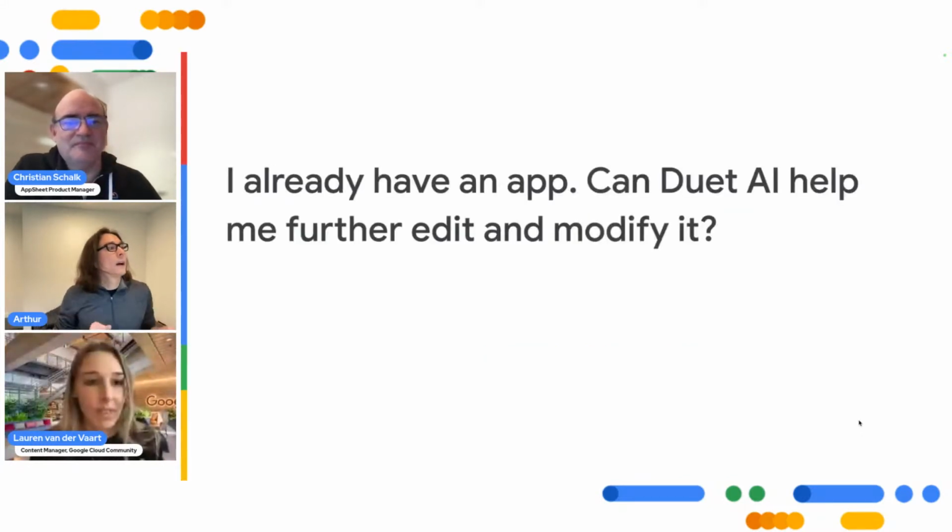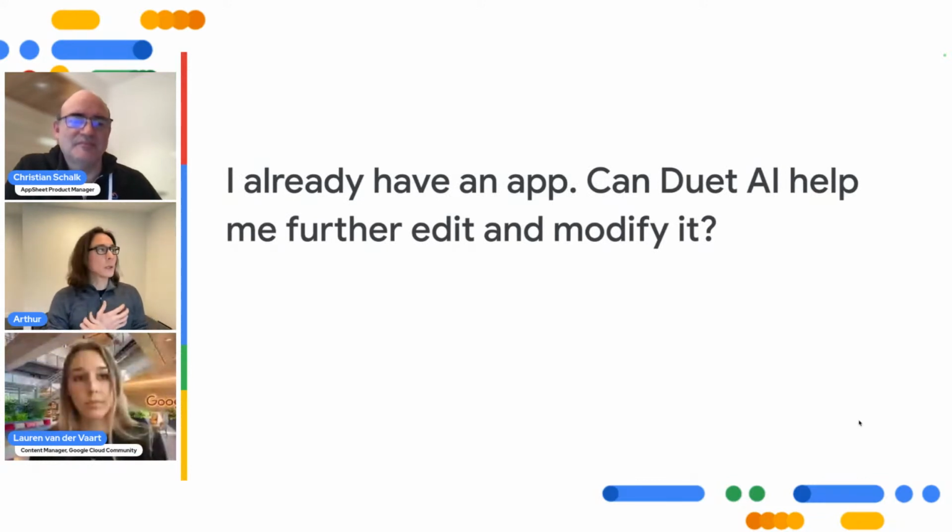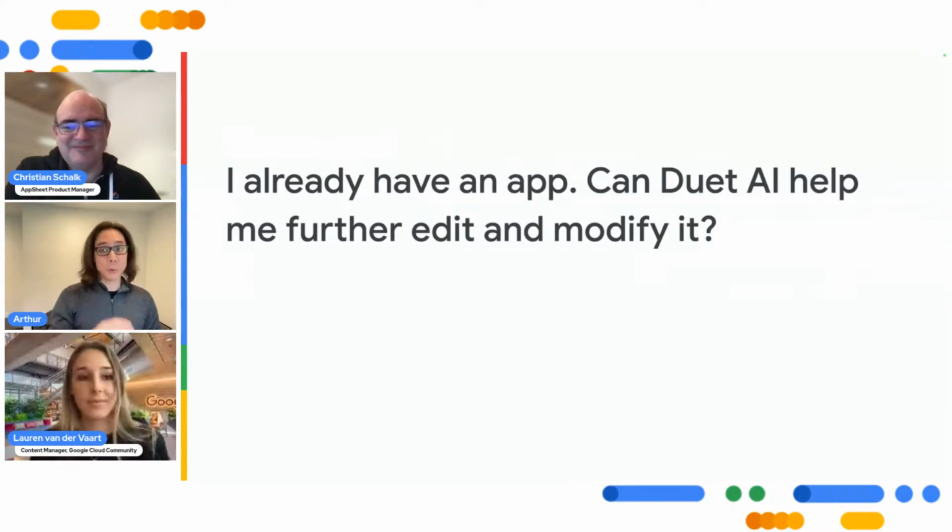Okay. I think that came up in the live question as well. So, you already have an app and you're wondering if you can further edit and modify the app. Well, today, no, that's not possible. Duet AI is really an experience that is available before you actually create the app, and it's just letting you build that, create it and get access to it in the AppSheet editor. So it's only an initial app.